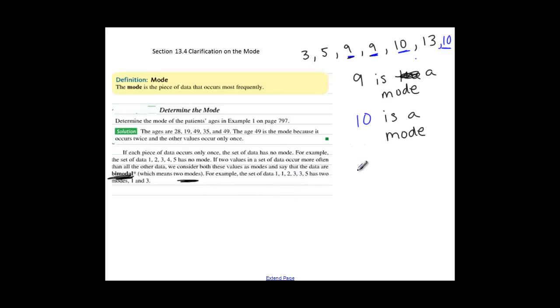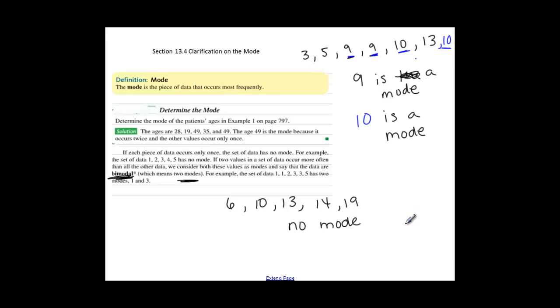Now another example would be, what if I had these different data values? Let's say 6, 10, 13, 14, and 19, and you were asked to find the mode. In that case, there are no pieces of data that occur more frequently than any others. They all occur only once. So we would say in this case that there is no mode.